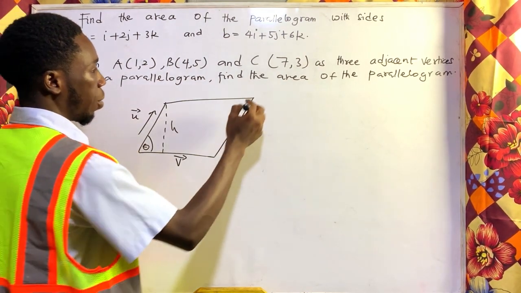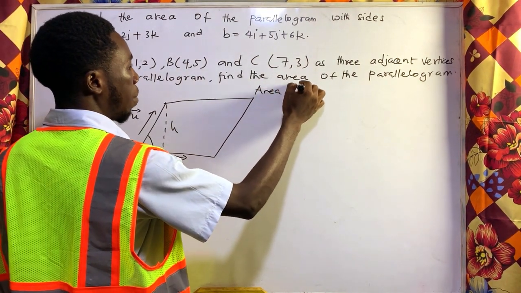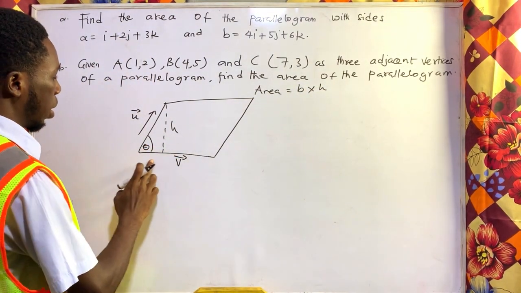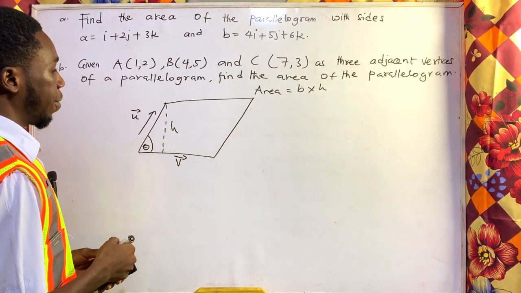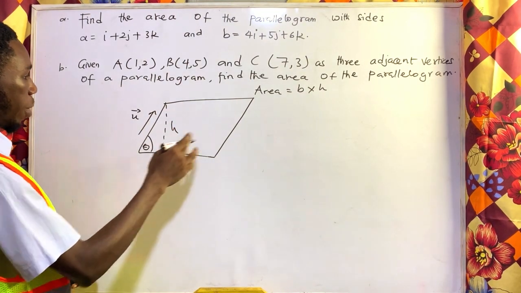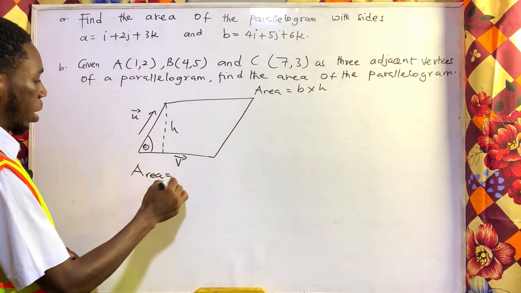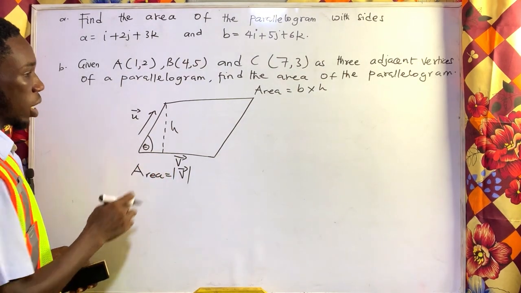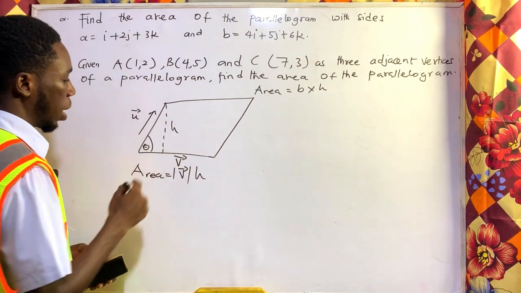In general, we know that the area of a parallelogram is equal to the base times the height, right? In this case, this is our base, which will be the magnitude of vector v, and this will be the height, h. So for this parallelogram, our area equals the magnitude of vector v, don't forget the magnitude, times the height h.